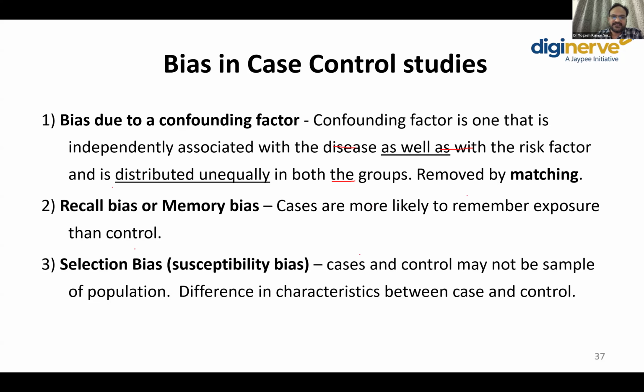Then second is selection bias. Selection bias means cases or controls may not be a sample of the population. There is a difference between the characteristics of cases and controls. It is called the selection bias.